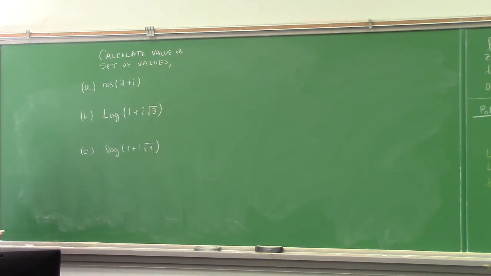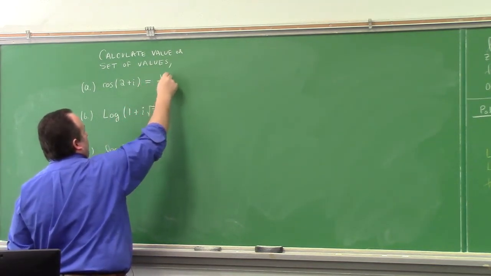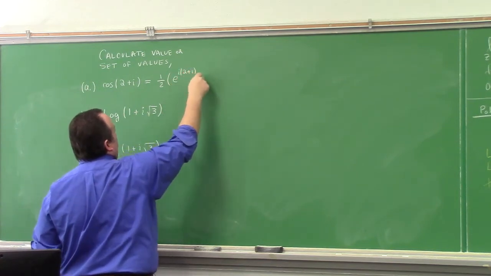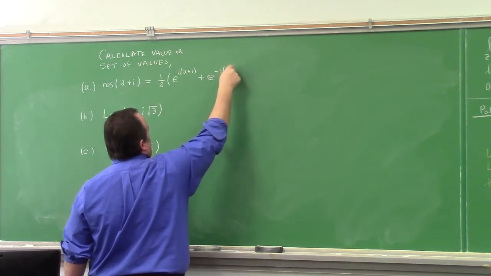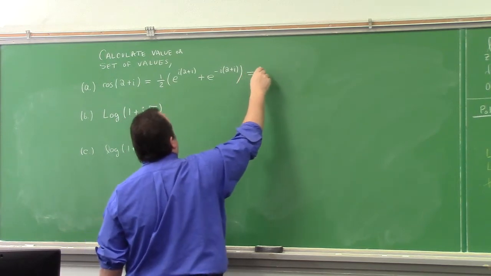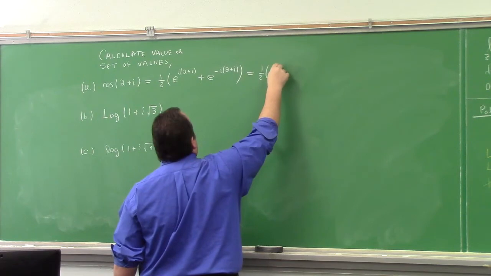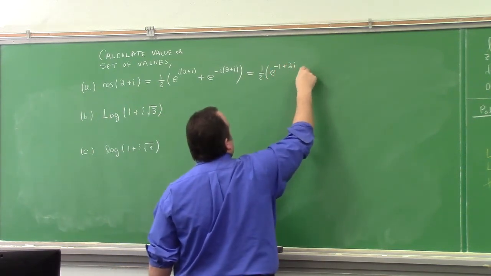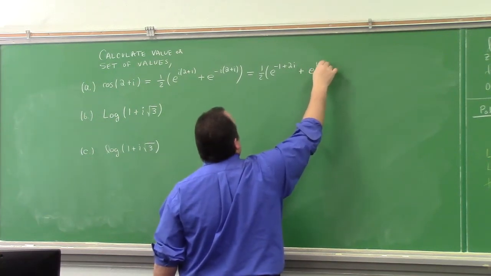You could expand it. So one way to do it would be, this is like 1/2 e to the i times 2 plus i, plus e to the minus i times 2 plus i, which is what? We have i times i, so that's e to the minus 1 plus 2i, plus e to the, well, plus 1, minus 2i.